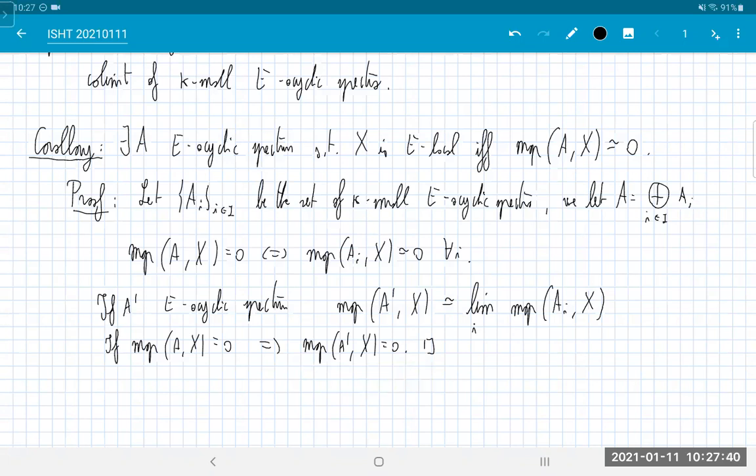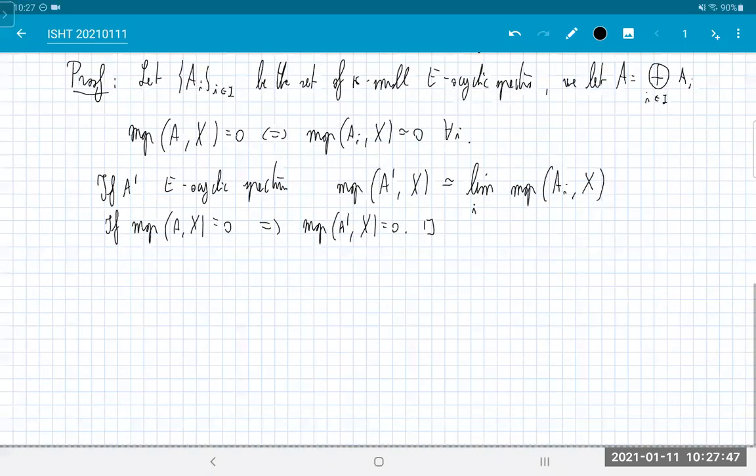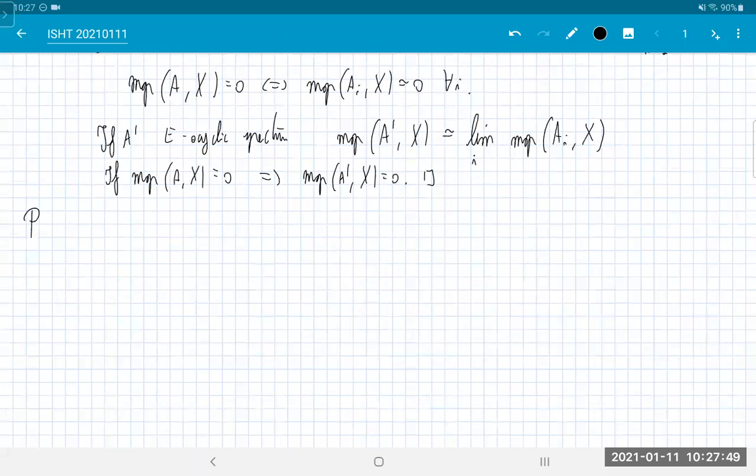Okay, I think I'm going to prove the theorem using the corollary. And then we will go back and prove the proposition.